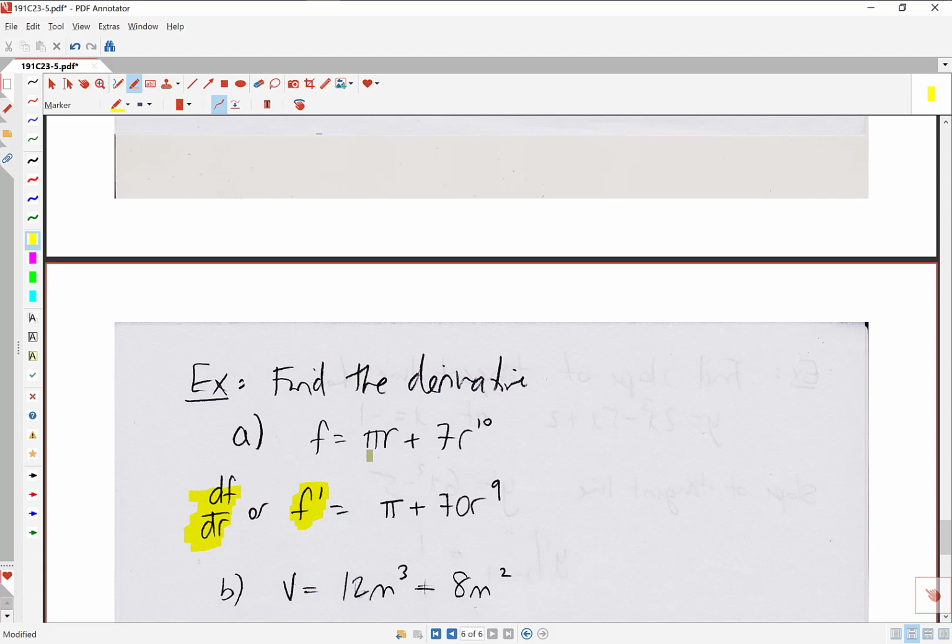Okay, so this is the derivative of a constant times our variable. The derivative is just going to be the constant, pi. And then the derivative of 7r to the 10 will be 70r to the 9. So we just add those together.